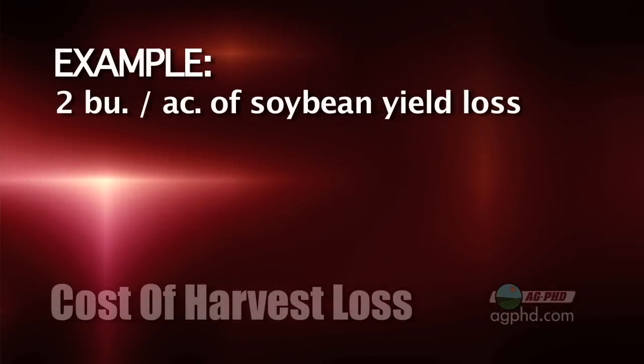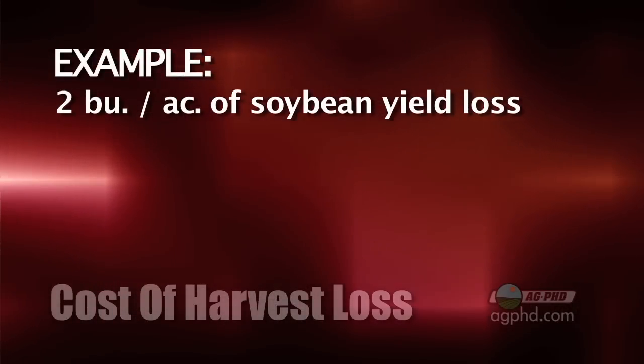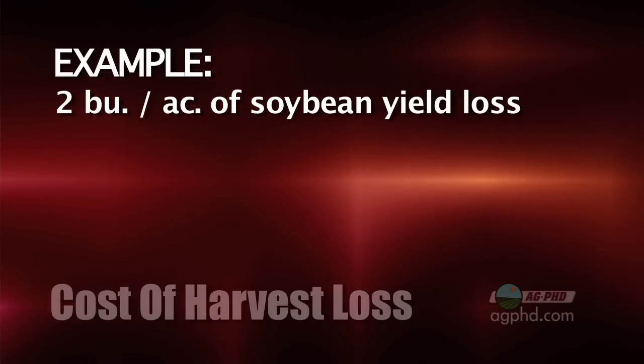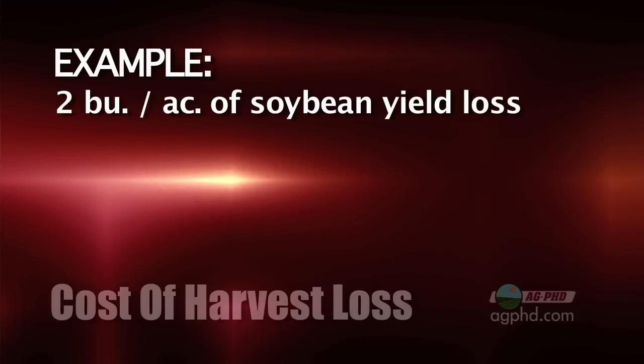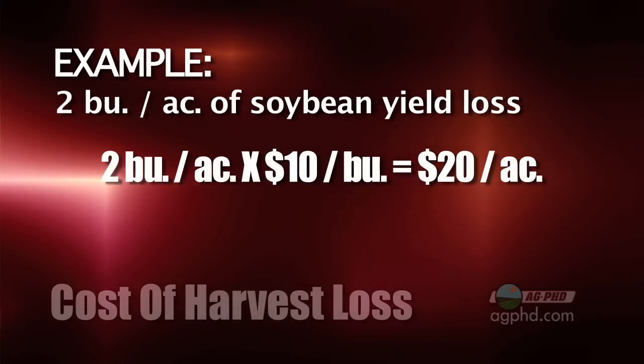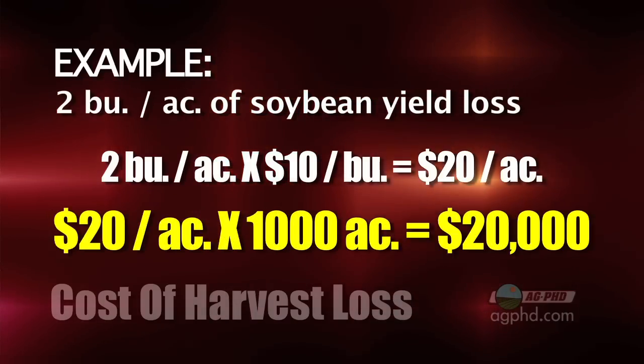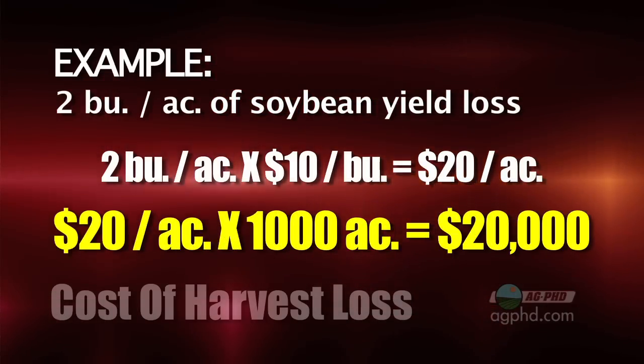Let's say you lose 2 bushels of beans and leave them lay out in the field. Well, you say, wow, you know, it's not that big a deal. I still got 50 bushel yield. Well, yes, but you could add 2 more bushels times almost $10 per bushel. That's $20 an acre. If you farm 1,000 acres of soybeans, that's $20,000 you just lost.